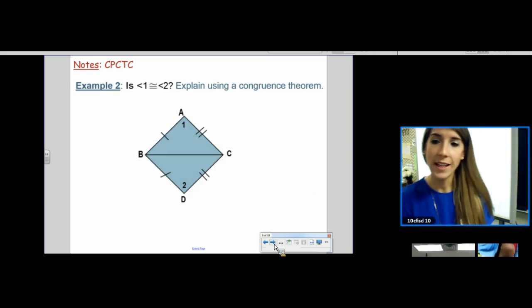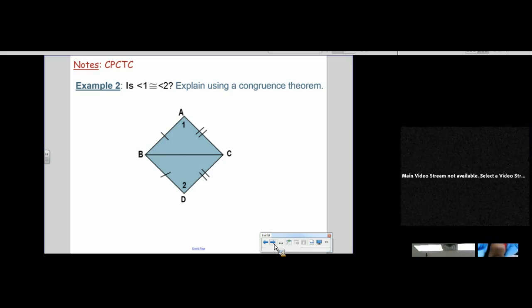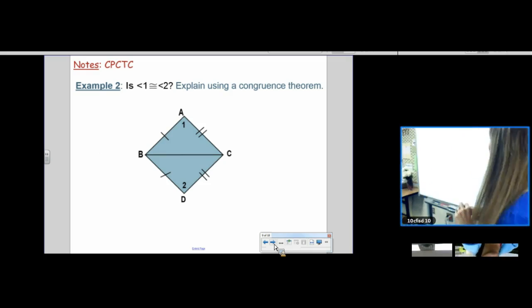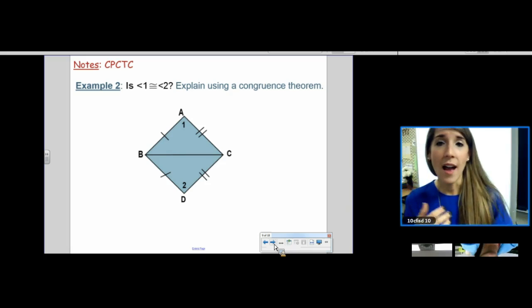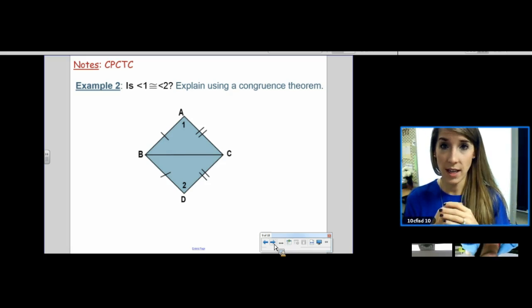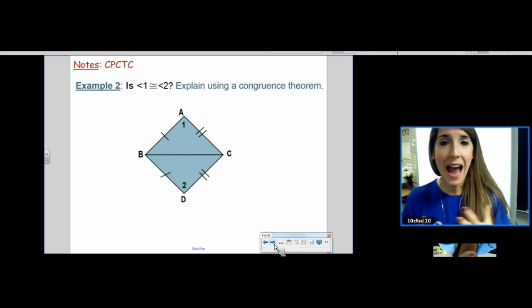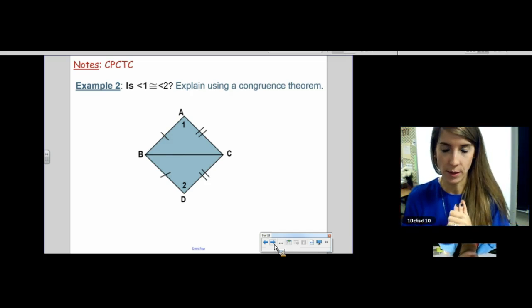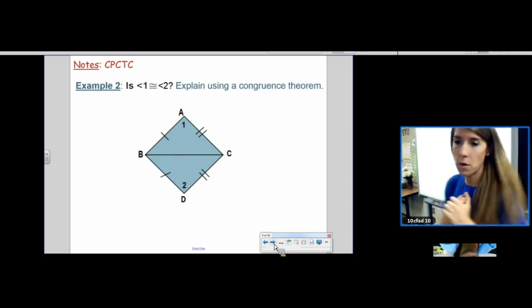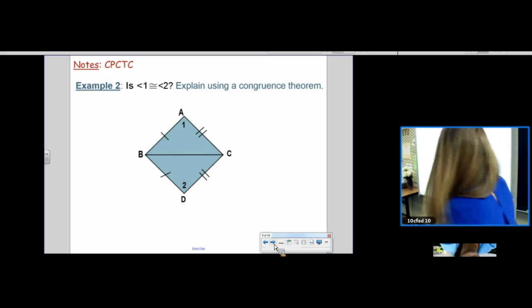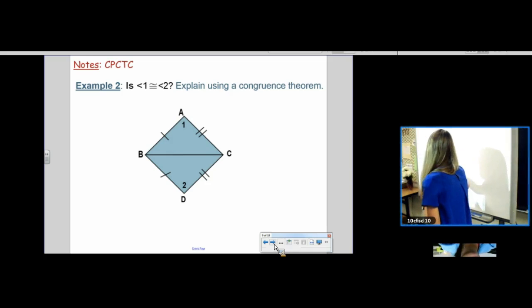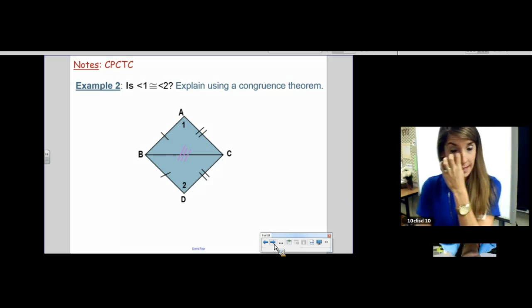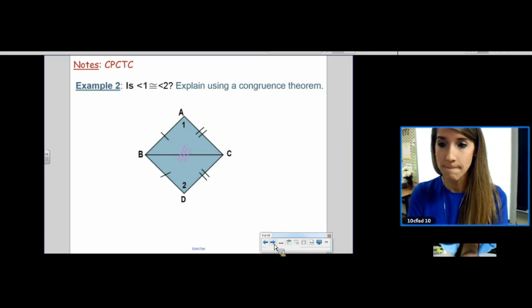Is angle 1 congruent to angle 2? It might be congruent, it might not. But if angle 1 is congruent to angle 2, first we have to establish that the triangles are congruent. So let's mark what we know we can mark. The reflexive property of equality allows us to add tick marks to BC, since BC is congruent to BC.